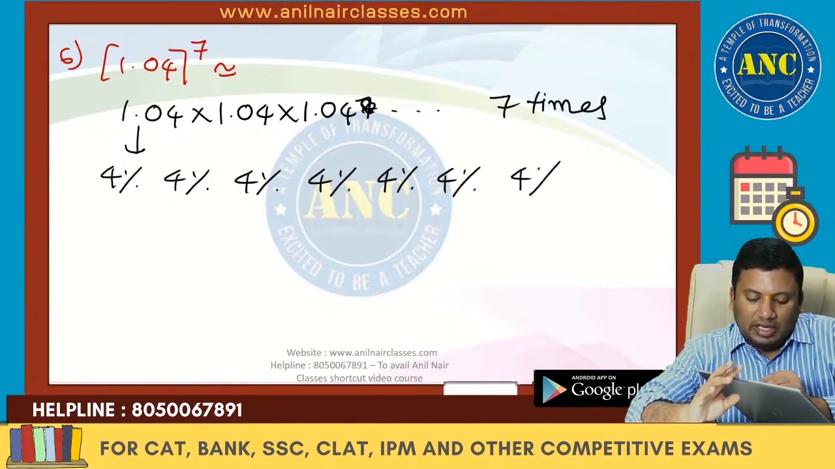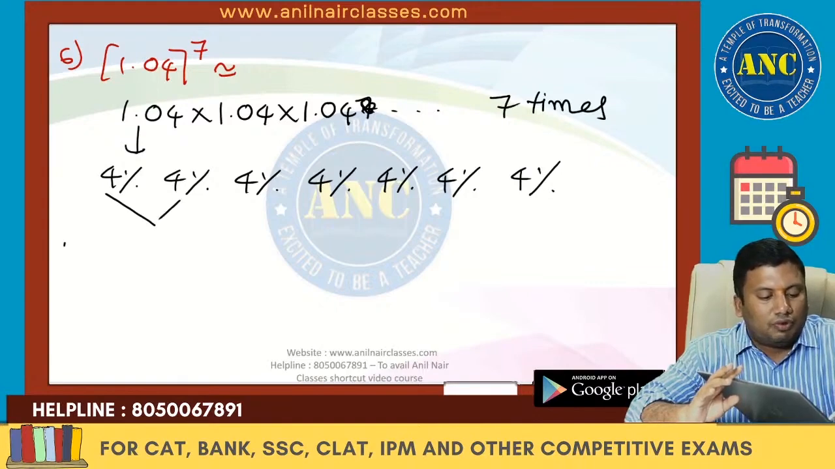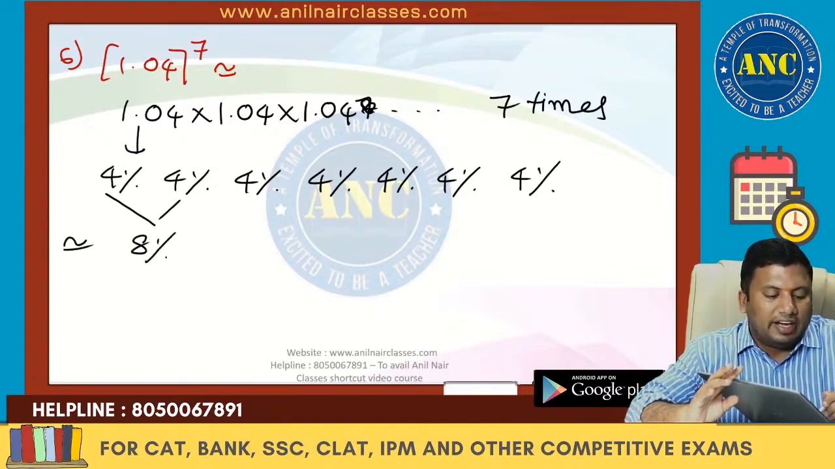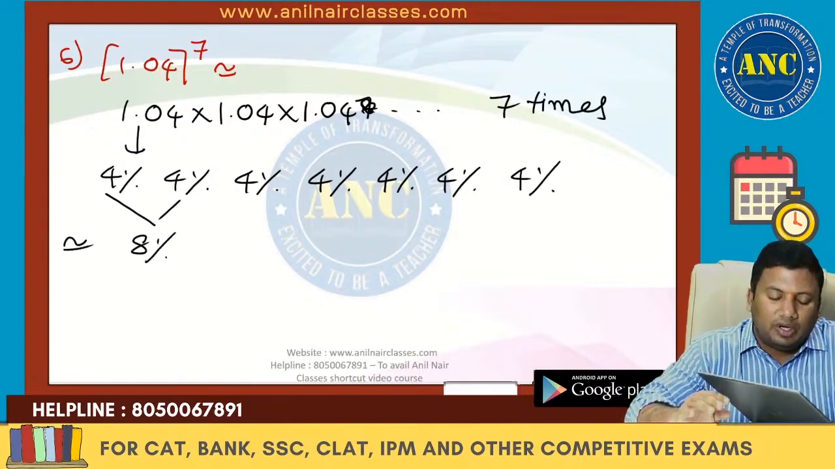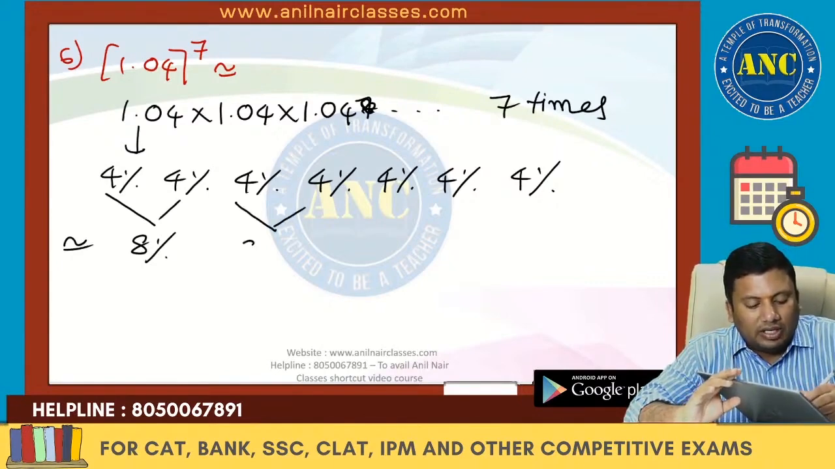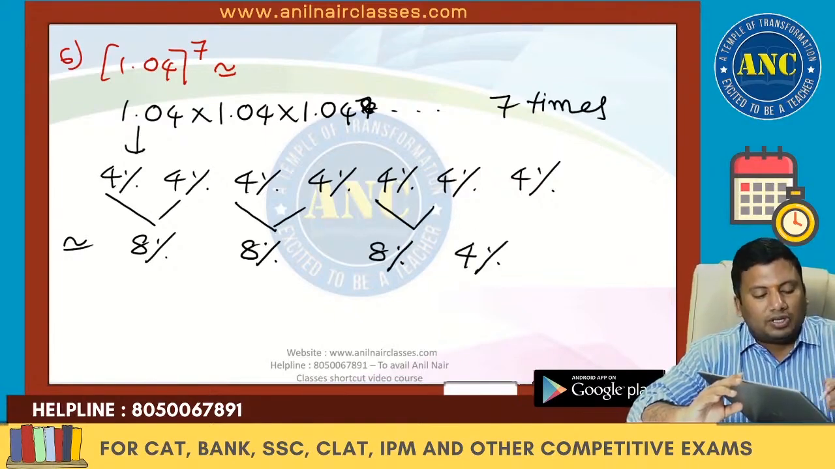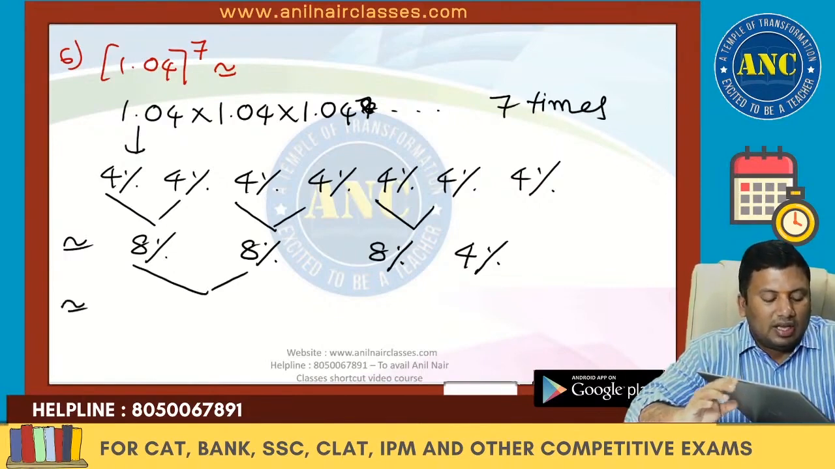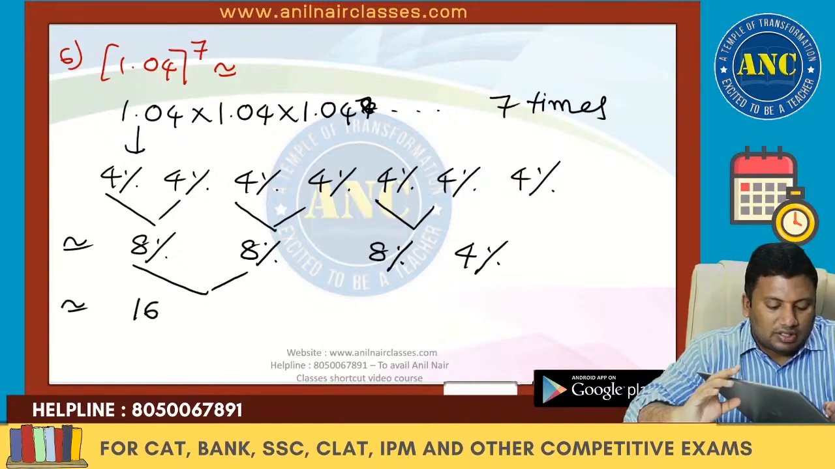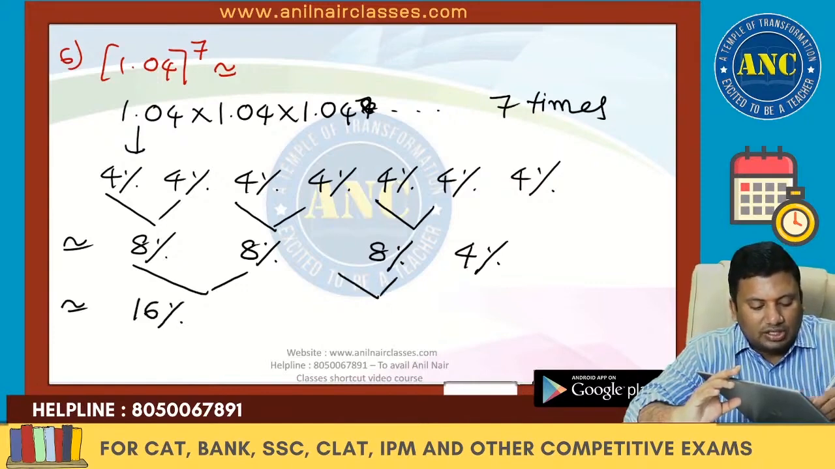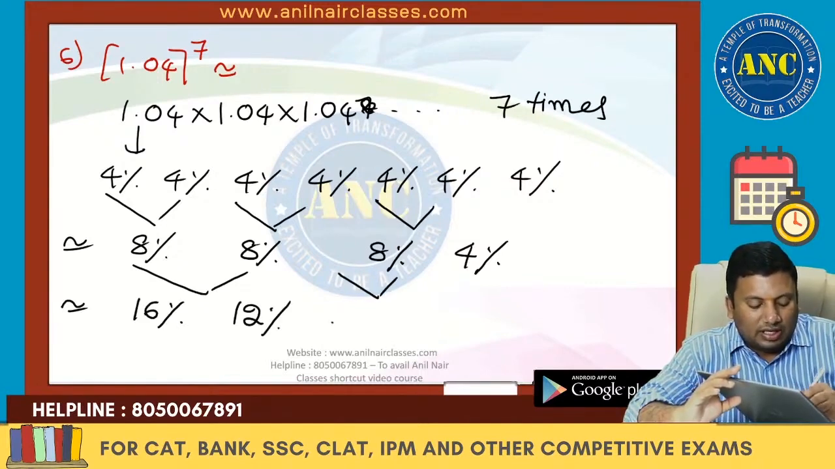4 percent, 7 times. 4 with 4 is approximately 8 percent. It is 8.16, but I made it 8. These also 8 percent, these also 8 percent, and this is 4 percent. These are nothing but 16.64: these 16 percent, these 12 percent.